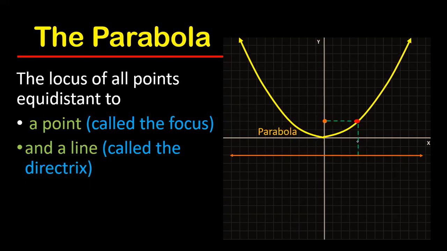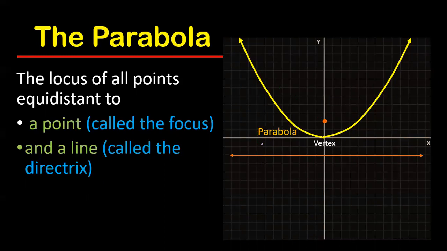So let's have another point. This distance from this point to the focus should be equal to its distance to the directrix. Another point is this one. This distance to the focus should be equal to its distance to the directrix. So that is the parabola.